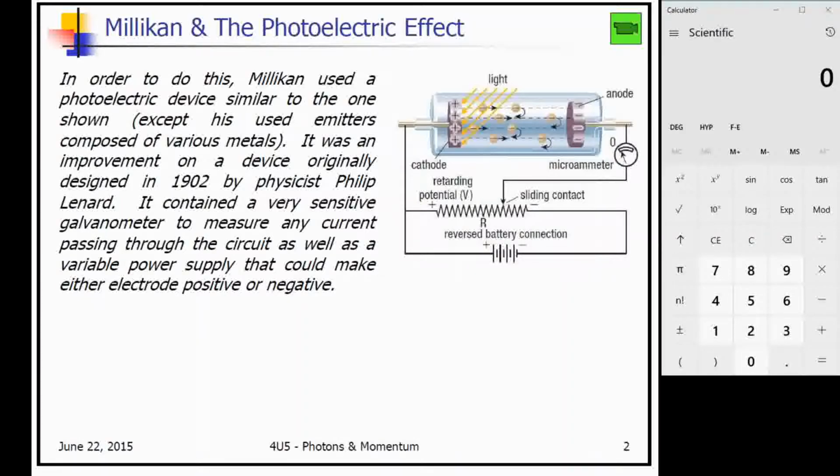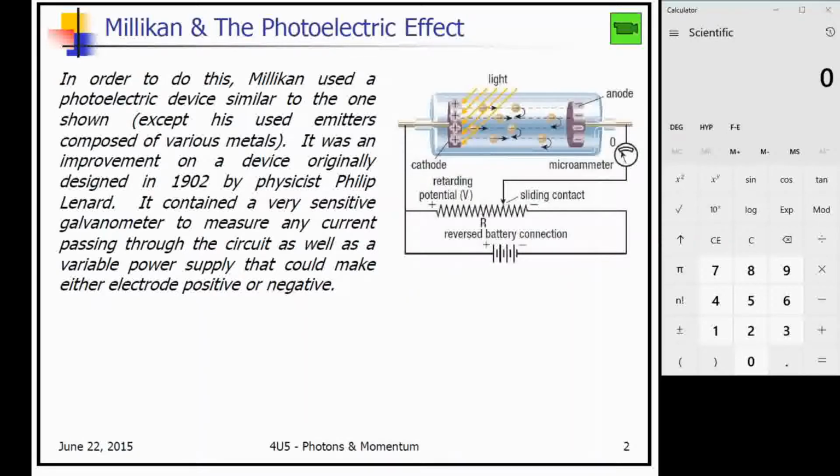Basically, it is a very sensitive galvanometer, so it measures very small amounts of current that pass through a circuit. So you see that it's connected through a potentiometer, or a resistor that can change resistance. So this could set our voltage at different amounts, and it could measure currents in the range of microamps.